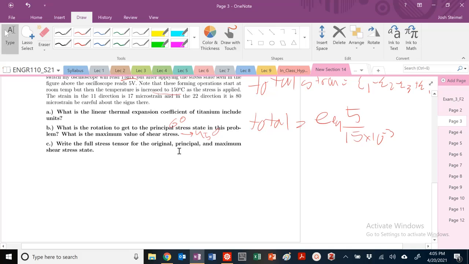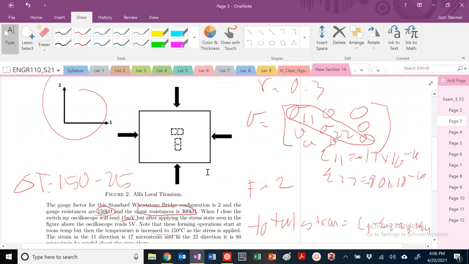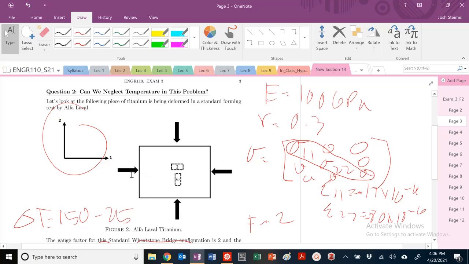Again, rotation. We need to write out the full stress tensor for the original. So we'll get that once we get the value. That's also the principal. And we'll figure out the maximum shear stress a little bit later on. So we had to figure out what is our linear thermal expansion coefficient.